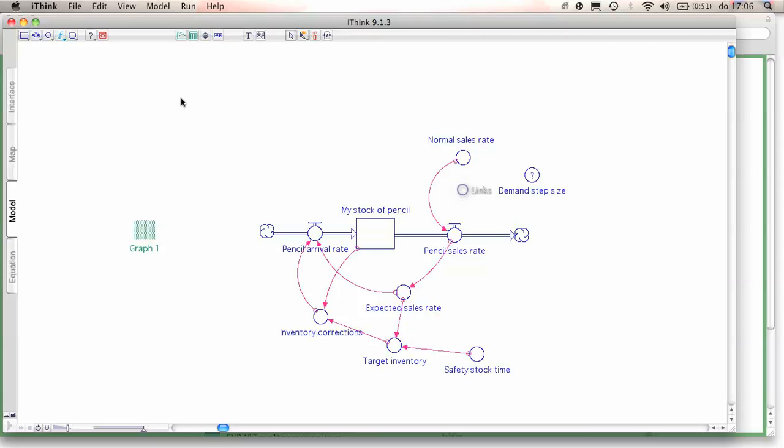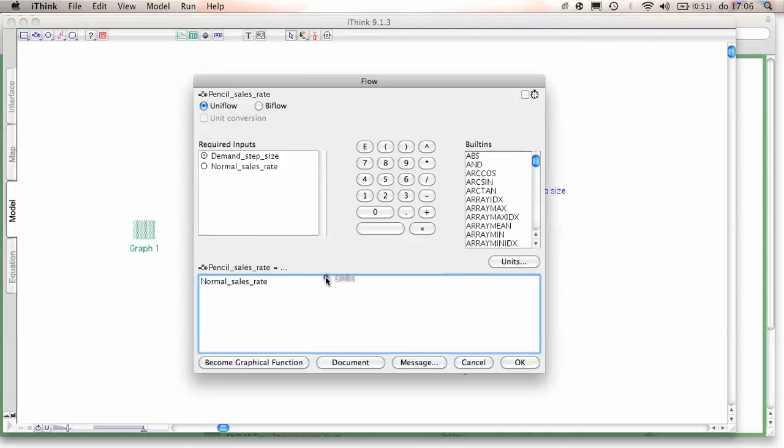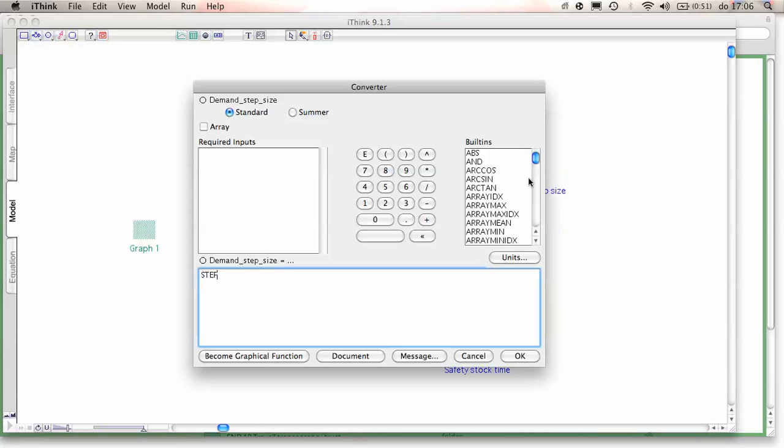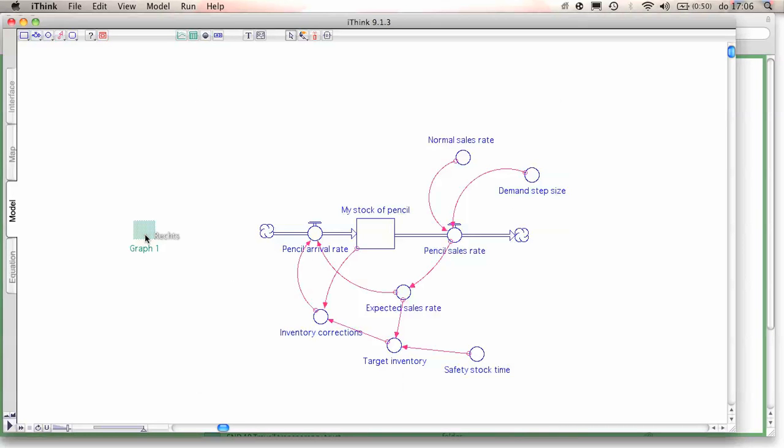Now what will happen, I ask you, if there is an increase in demand, a step size of, say, 2? So now the pencil sales rate will be the normal sales rate plus a step size of 2 up here. What will happen? Oh, let's do it better. So we've got plus demand step size. And let's put the step formula up here. Might be better.